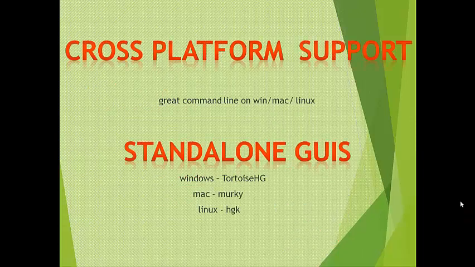As our second task of our agenda, let's have a quick introduction to what is version control. Mercurial SCM provides cross-platform support through command line interface on Windows, Mac, and Linux, and also provides standalone GUIs which are named Tortoise Hg on Windows, Murky on Mac, and HGK on Linux.